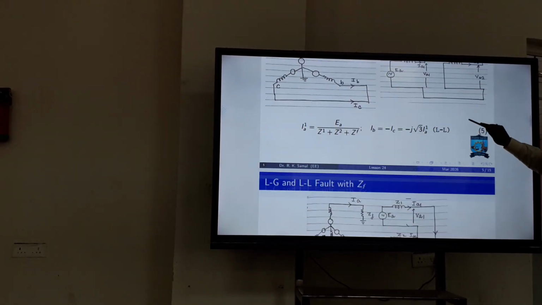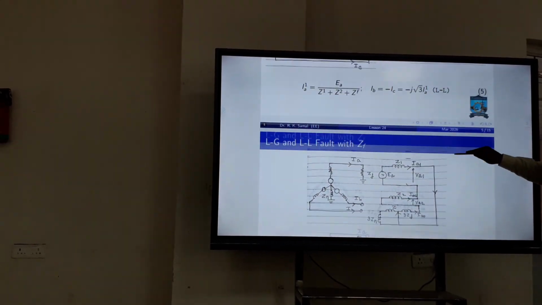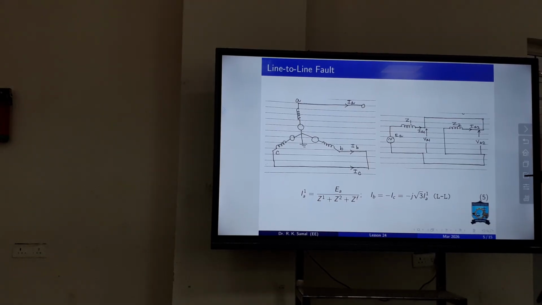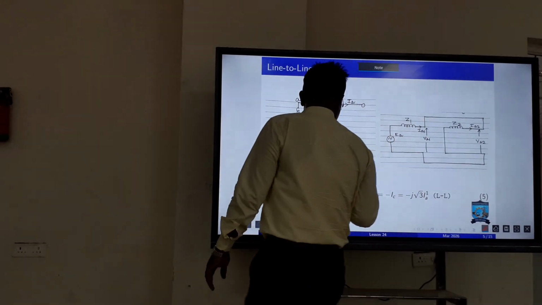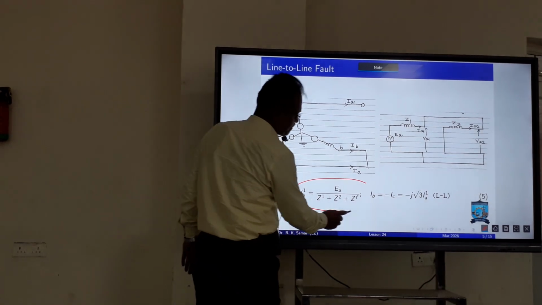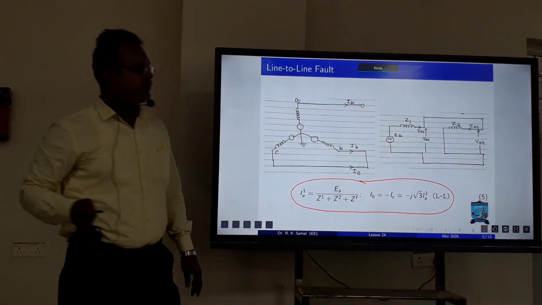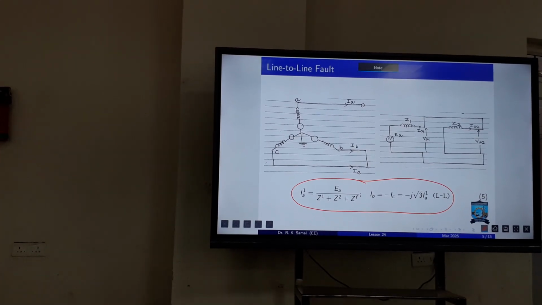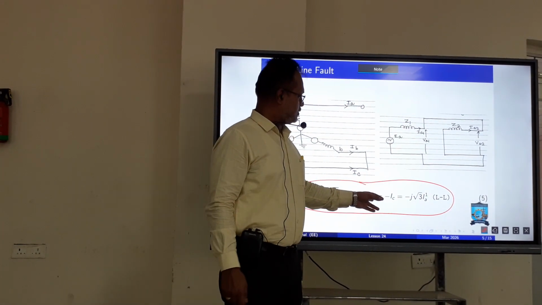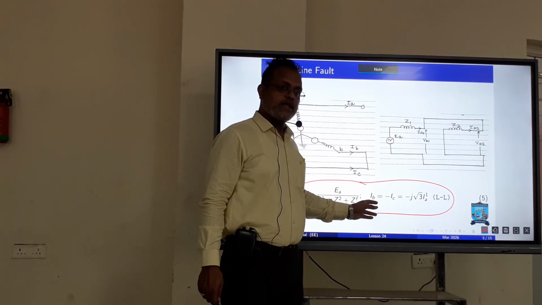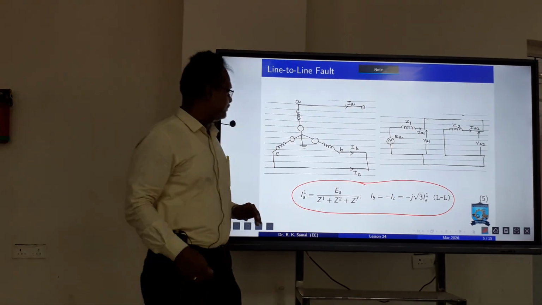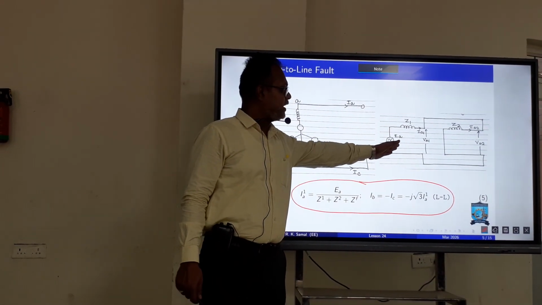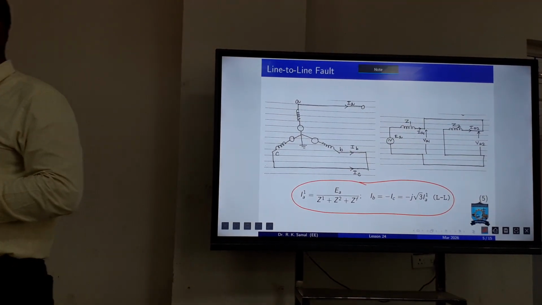The derivation has been skipped. It's not required for you. What is important is that you just mention line to line fault, write down line to line fault, and then write this equation. No need to draw the network because it is written here. The fault is between lines B and C, so for you, this is important. This is the equivalent network for this fault, which is again a combination of positive, negative, and zero sequence networks.